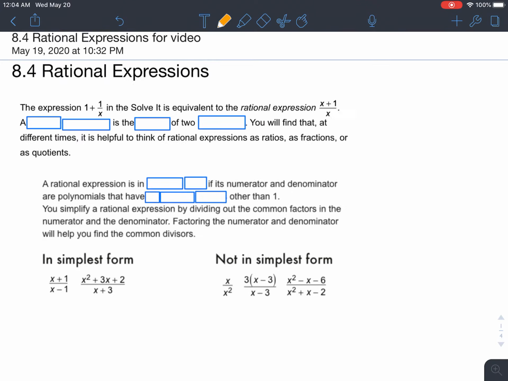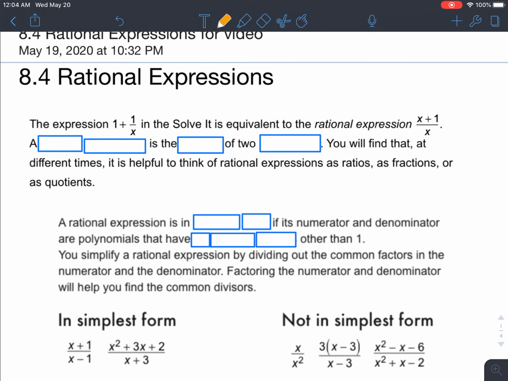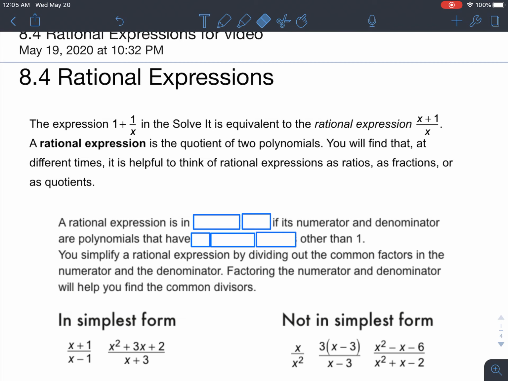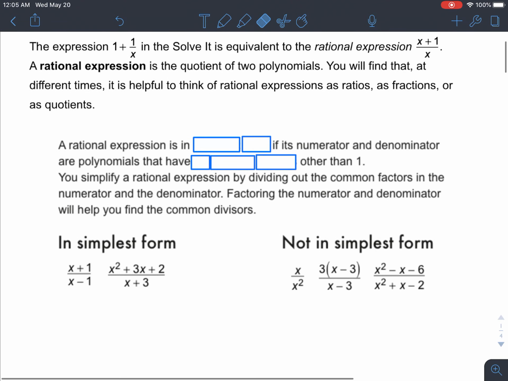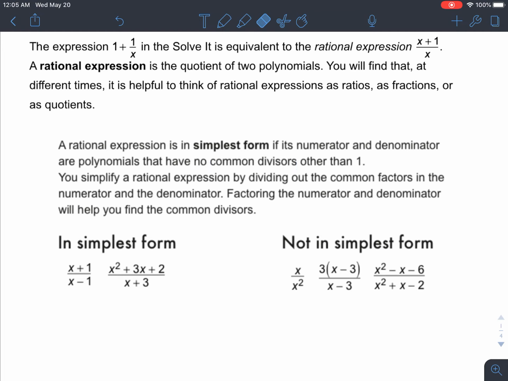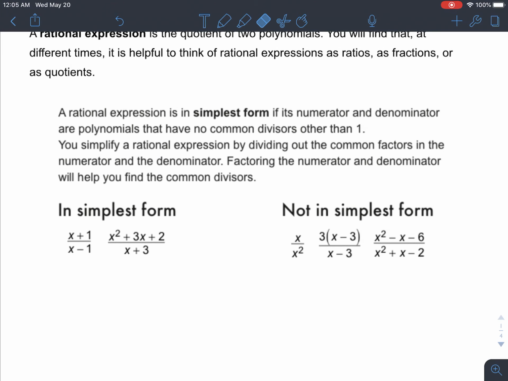Today we're going to talk about rational expressions. A rational expression is the quotient of two polynomials. A rational expression is in simplest form if its numerator and denominator are polynomials and they have no common factors. They write divisors, if I say factors, whatever. So you can simplify a rational expression by factoring and canceling any common factors.